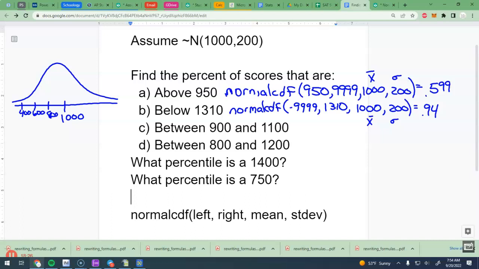Between 900 and 1100, is it okay if I do it right now? Are we okay then? Okay, so between 900 and 1100, I got 0.383. Okay. Between 800 and 1200, I want to show you something else with this one too. Don't go away yet. Don't get your stuff out yet. I got 0.683.